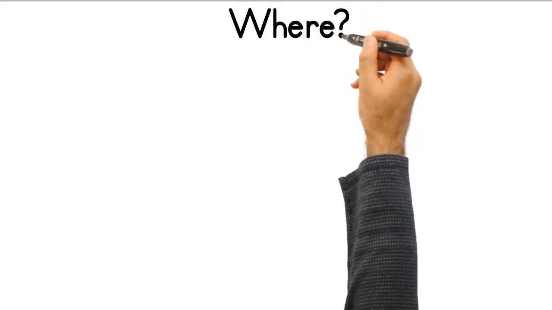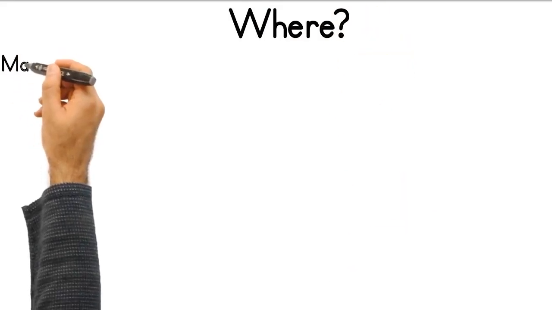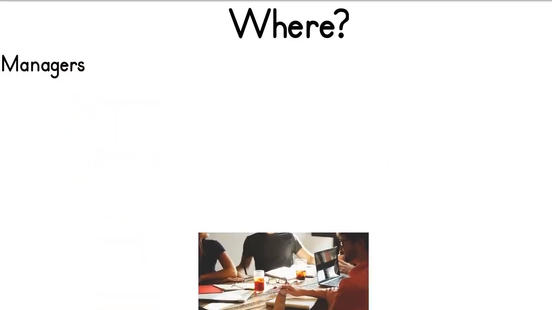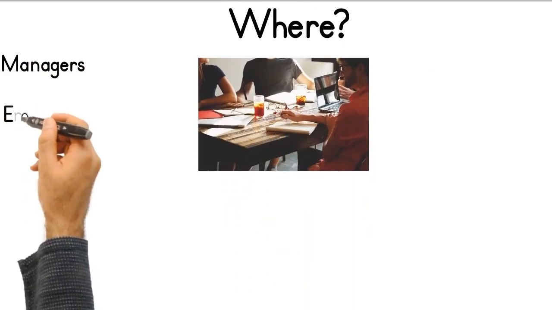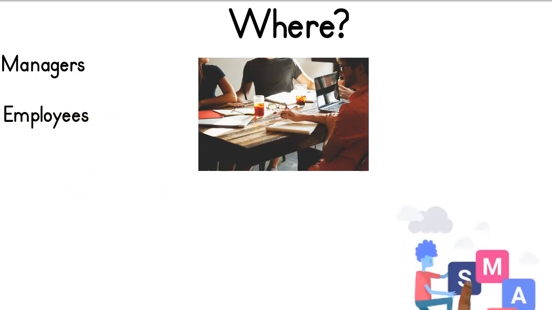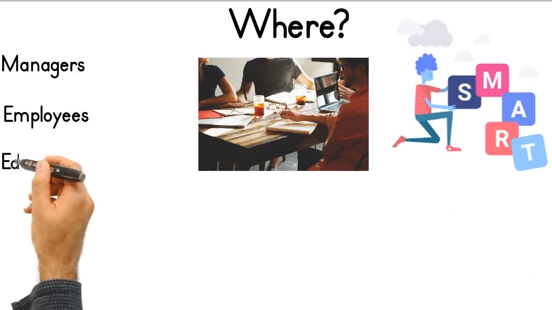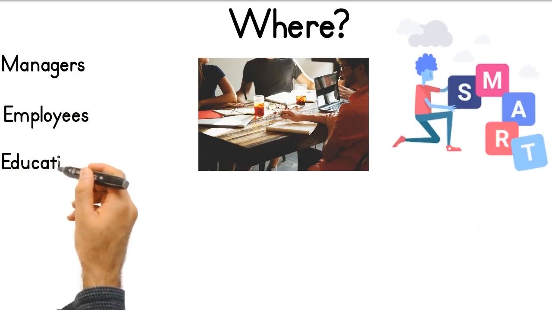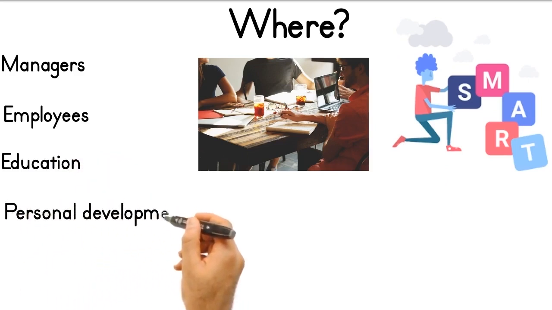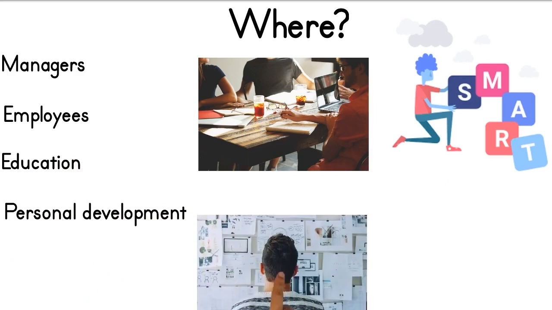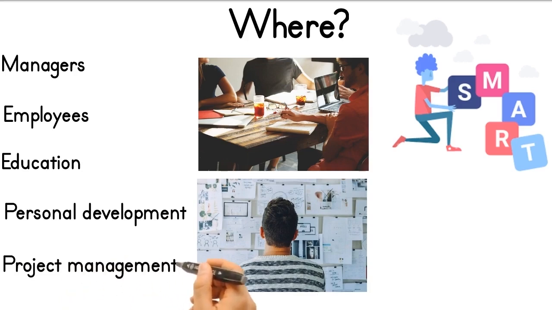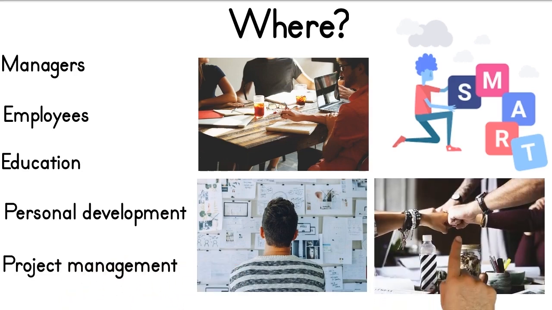Where to use SMART goals? SMART goals can be implemented in a variety of settings. Business: managers and employees use SMART goals to drive performance, track progress, and evaluate outcomes. Education: students and educators use SMART goals to improve academic performance and track milestones. Personal development: individuals use them to pursue career growth, fitness, financial, and lifestyle improvements. Project management: project teams use SMART goals to define project objectives, timelines, and key results.